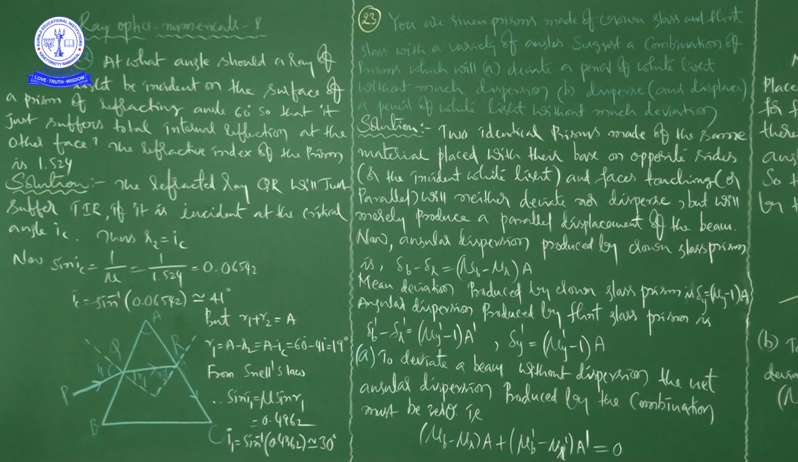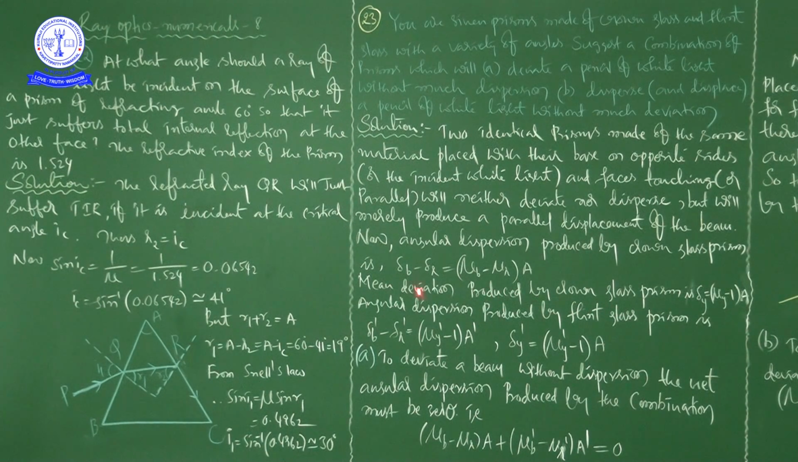Next, the mean deviation produced by the crown glass prism is delta Y is equal to mu Y minus 1 into A. I already told you the formula just now, delta is equal to mu minus 1 into A. So here we are writing delta Y is equal to mu Y minus 1 into A. It is also for crown glass, but the earlier one is angular dispersion and this is mean deviation.